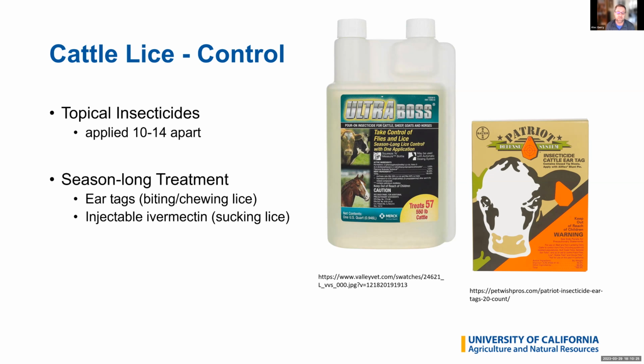They're less effective for most of the blood-feeding lice. Ivermectins that you might inject as dewormers or for other internal parasites will also kill sucking lice. And so these sucking lice, again, are the blood-feeding lice. So if you can get that dewormer medication or that ivermectin into the bloodstream, you'll kill sucking lice just as you would the internal parasites that you might be targeting with that treatment. So those generally provide more season-long treatment options for you.